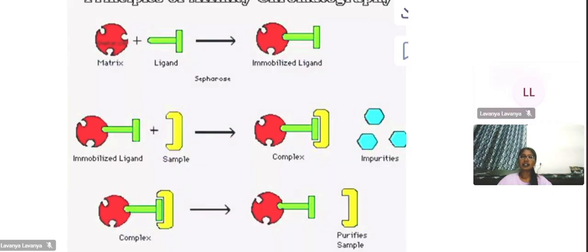So first the matrix and the ligand combine to form an immobilized ligand. The immobilized ligand means the solid bound to the complex. The immobilized ligand and the sample combine to form a complex. Then the impurities go outside. Then the complex is detached and the purified samples are separated.